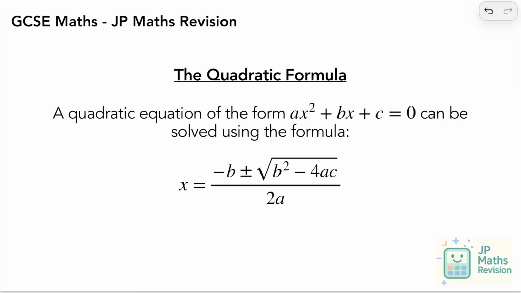It's called the quadratic formula, and it enables us to solve any quadratic regardless of whether or not it factorises. Obviously it's a lot easier to factorise if you can, but if you can't, the quadratic formula can always be counted on. So it goes like this: x equals minus b plus or minus the square root of b squared minus 4ac, over 2a.